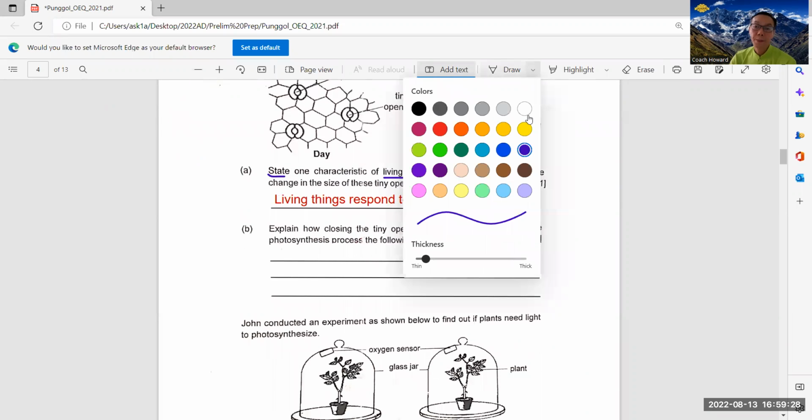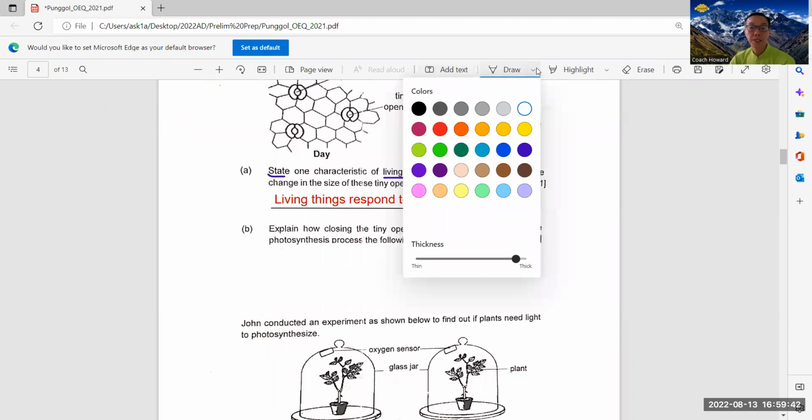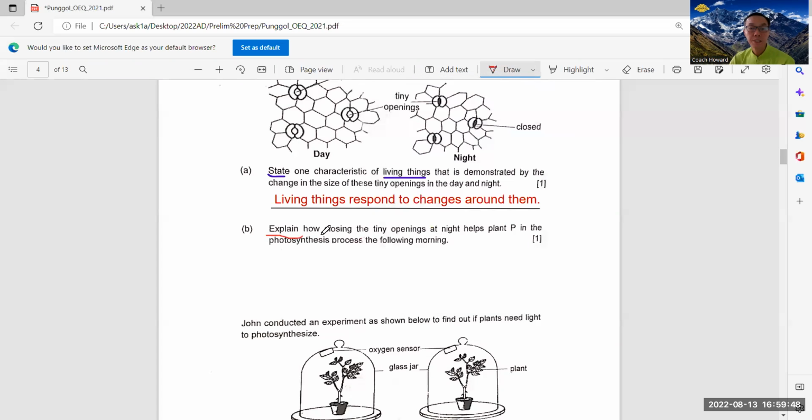Okay, next question. Explain how closing the tiny openings at night helps plant P in the photosynthesis process in the following morning. So can you underline this part? You need to explain how the closing of the tiny openings, which are actually the stomata, or so-called guard cells, helps the plant in the photosynthesis the following morning. In order to answer this question, you need to understand that during photosynthesis, water is needed.